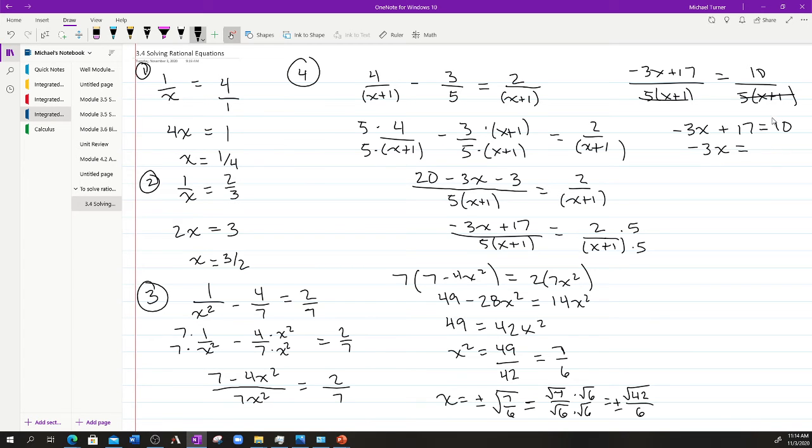Subtract the 17 on both sides, and then divide by negative 3. Pay attention to what it's asking you to do here also. As a general rule of thumb, you are going to have as many solutions possible as the highest degree once you've done your cross multiplication. So in the example number 3, we ended up with an x squared, and therefore had 2 answers. And number 4, we ended up with a linear term, therefore we had 1. So keep that in mind.